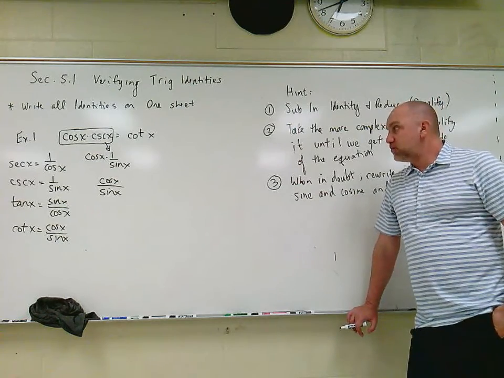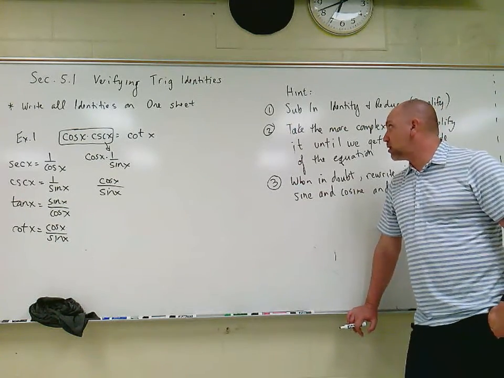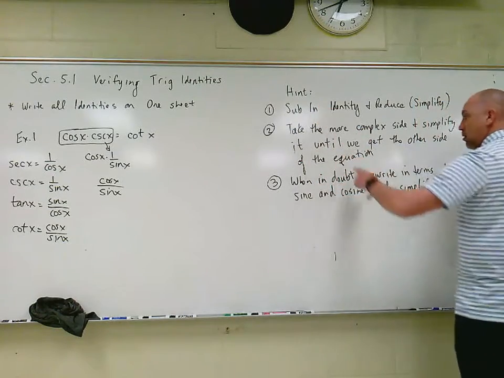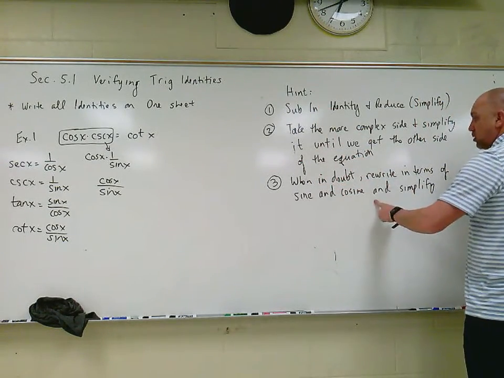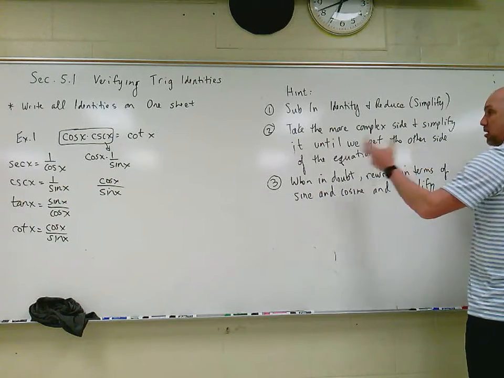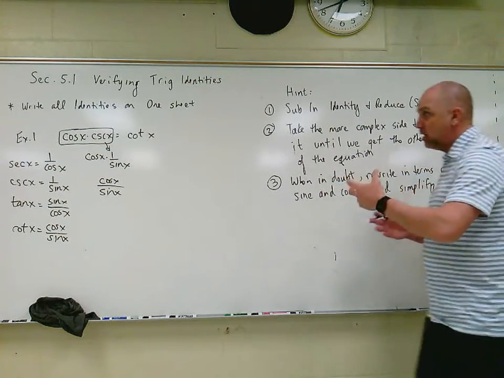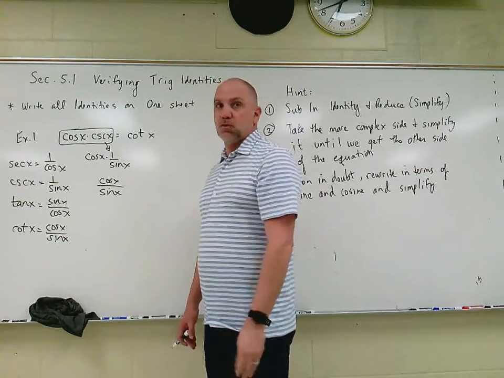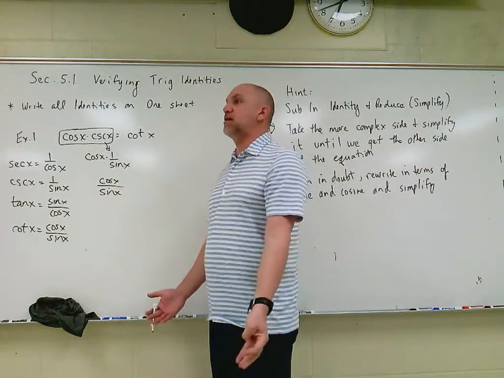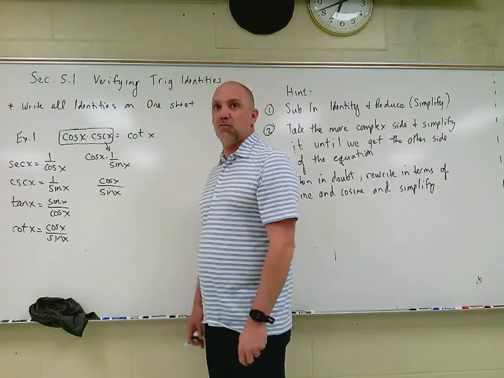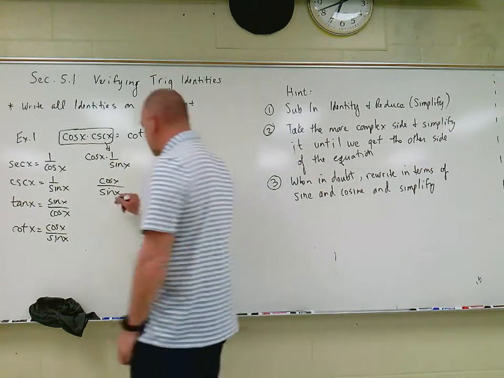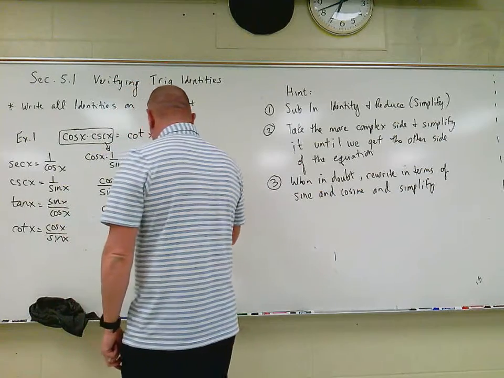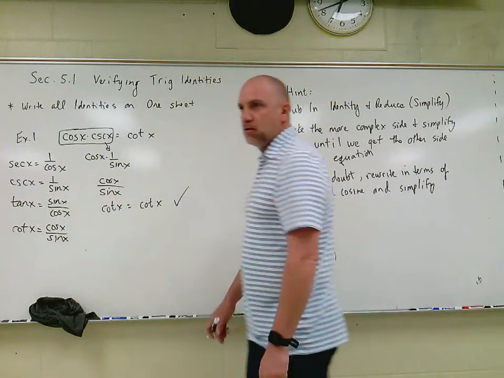So now, again, either when I sub in an identity, which I did, or I rewrite it in terms of sine and cosine, how do I simplify? Well, what I'm simplifying is, I'm trying to see, is there something smaller that this is equivalent to? So in all your identities, what does cosine over sine equal? Cotangent. And cotangent equals cotangent, and there you go, we're done.